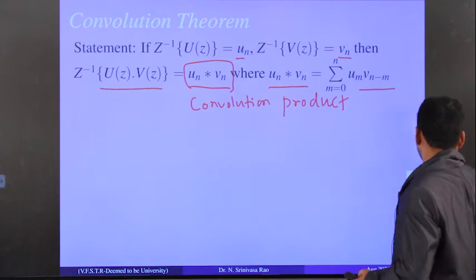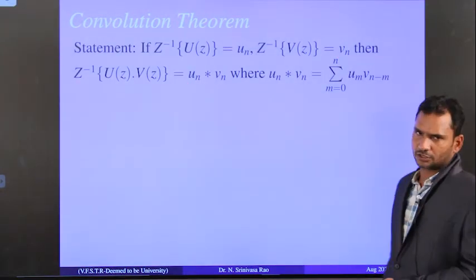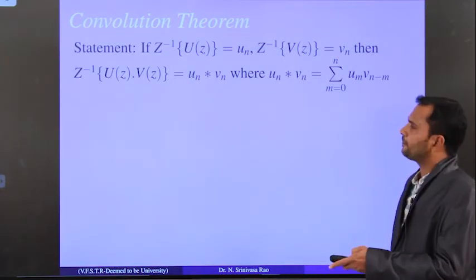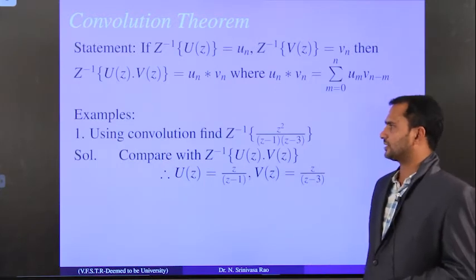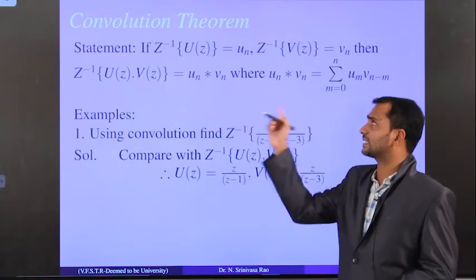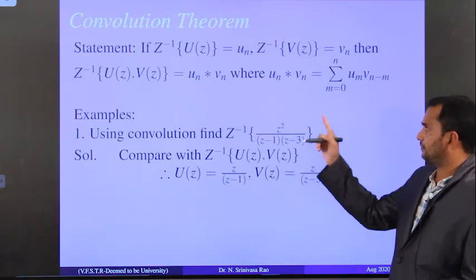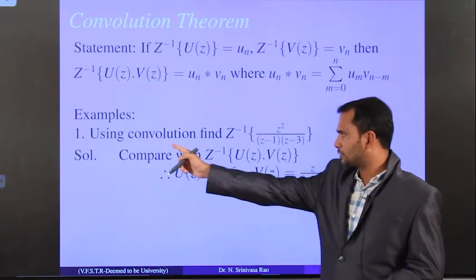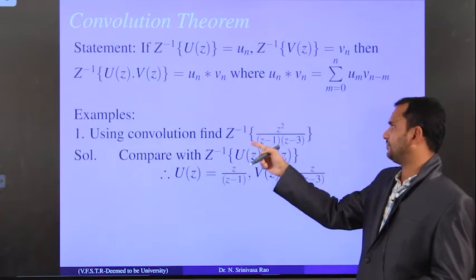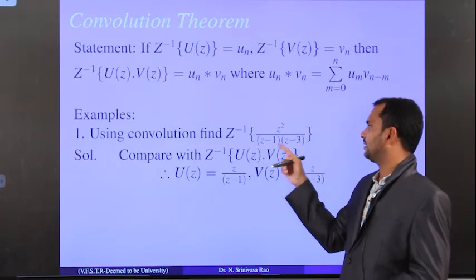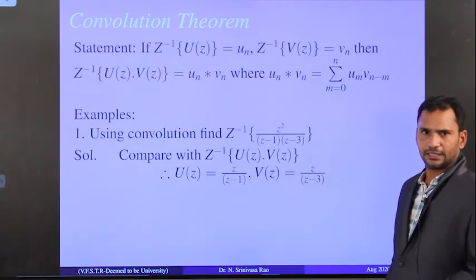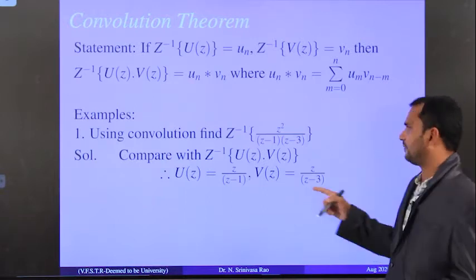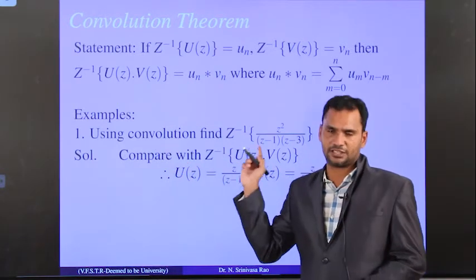Now we will look at some examples so that you can understand in a better way. Look at the first example. This is the convolution theorem statement, and you should remember it every time. Now, using the convolution theorem, find the z inverse of z squared by (z minus 1)(z minus 3). Here in the question itself it is given to use the convolution theorem.